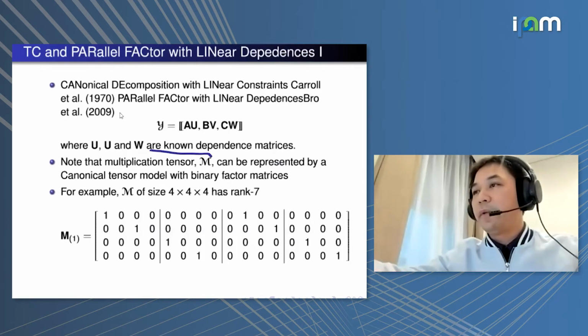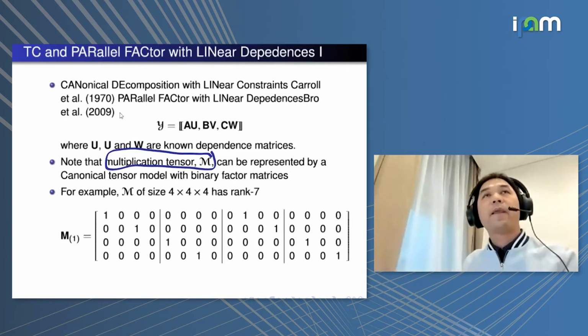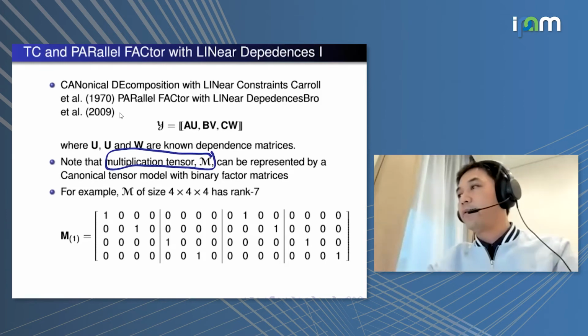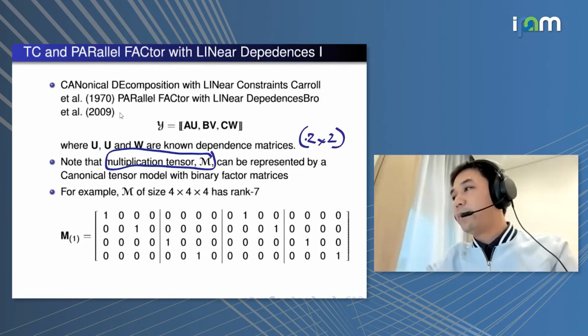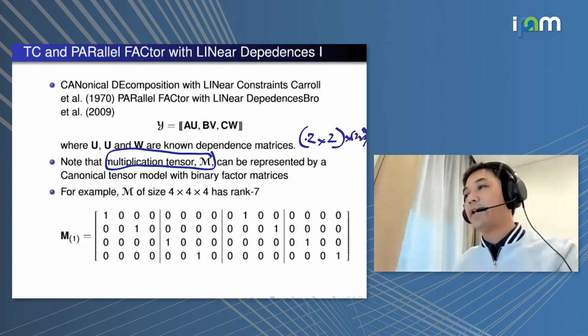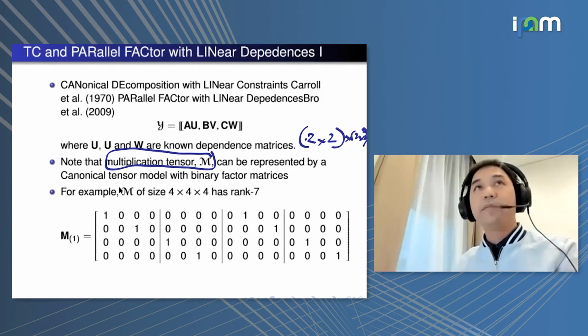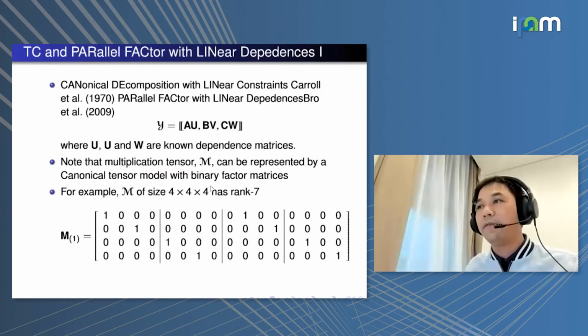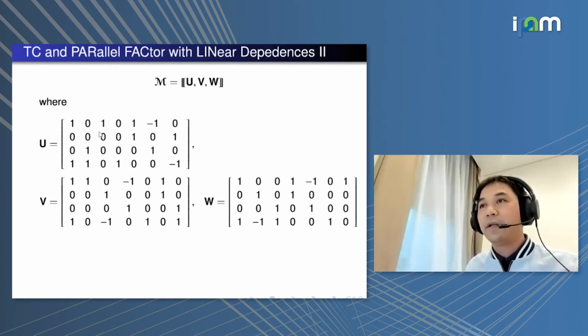And then if you remember, the M tensor, the multiplication tensor, is a binary tensor. It has only 1 and 0, and it can be decomposed. Many algorithms already exist; for example, for multiplying two 2 by 2 matrices, we have an algorithm that computes it using 7 scalar multiplications. And this is exactly the same as what we have here, the M tensor. In this case, it has size 4 by 4 by 4 and has rank 7. The M tensor here can be decomposed into binary factor matrices. It has rank 7.